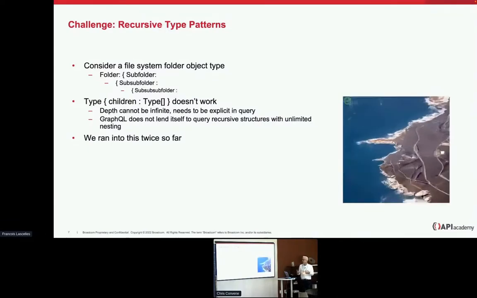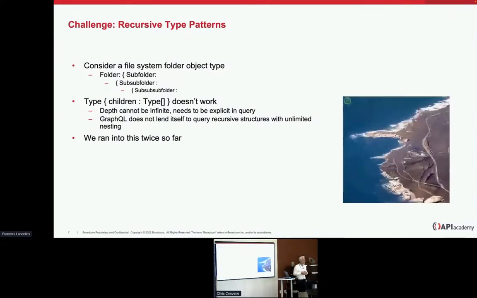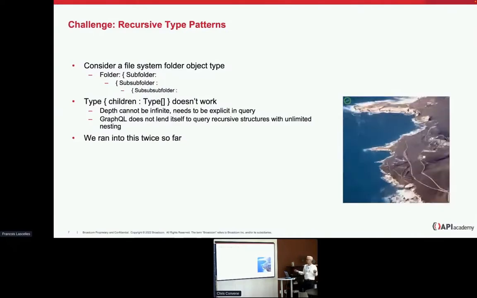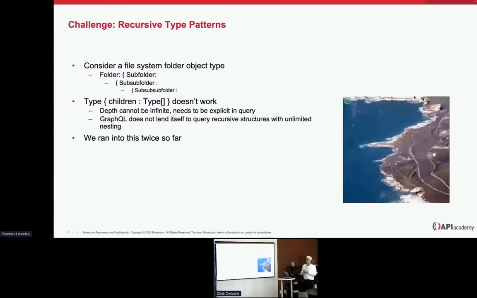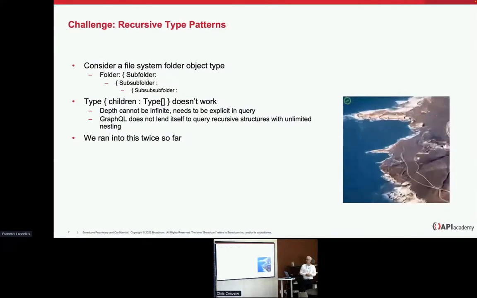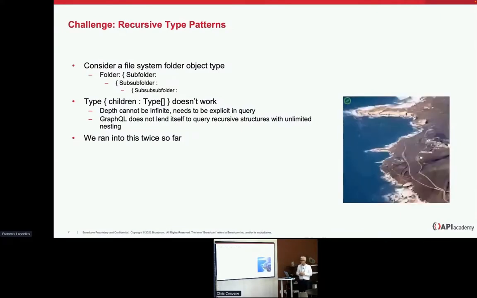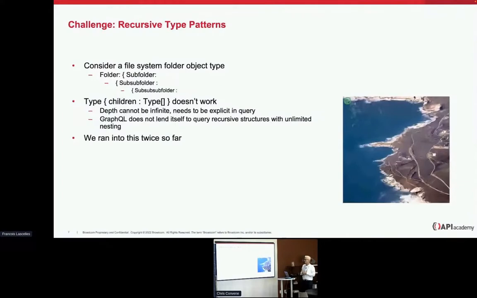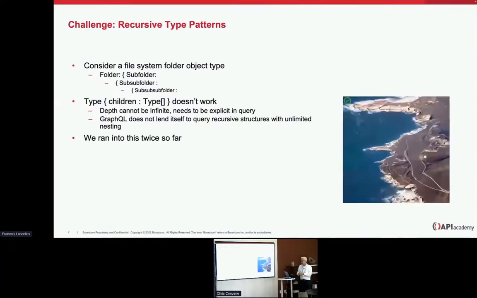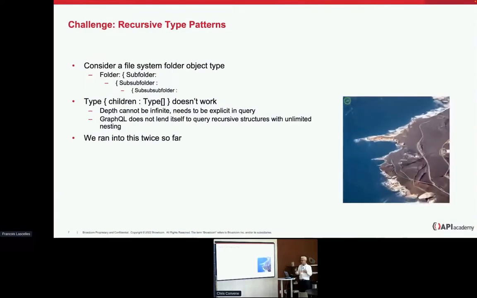And when you want to query data and say, give me all the subdirectories of a particular object, GraphQL doesn't lend itself to that, because you have to be explicit about what you're querying and all the properties inside of your query. So the depth cannot be infinite, and you will run into this. If you read a little bit about GraphQL, that is one of the things that people run into very often. The depth needs to be explicit in the query. That is something that we ran into.